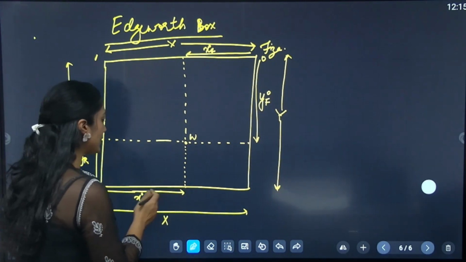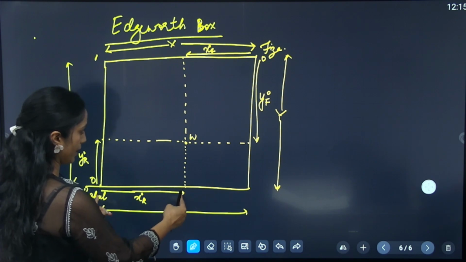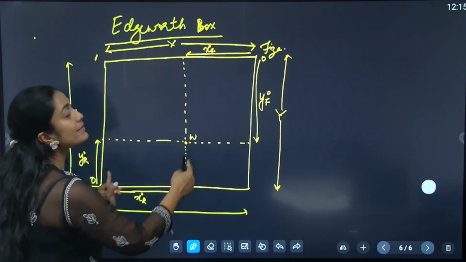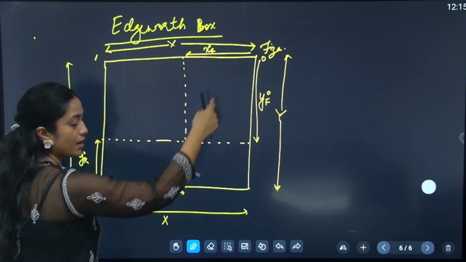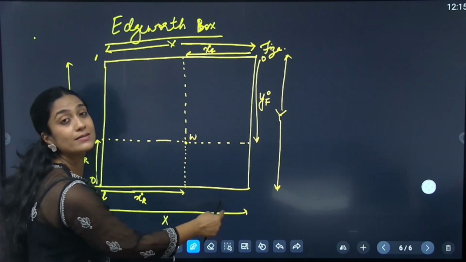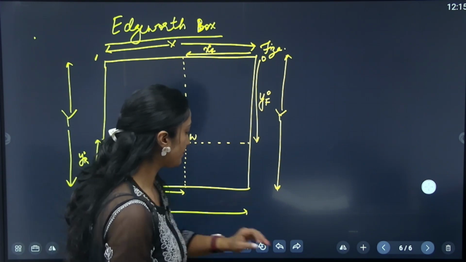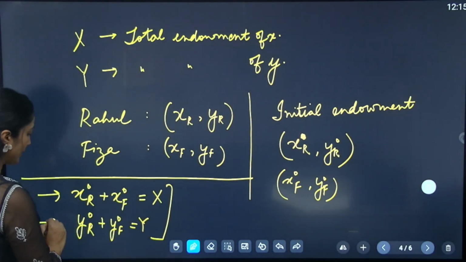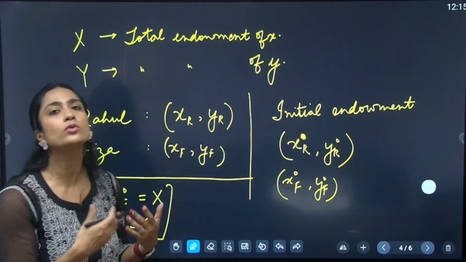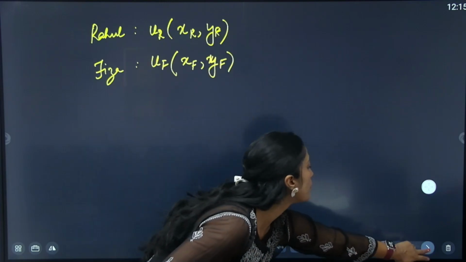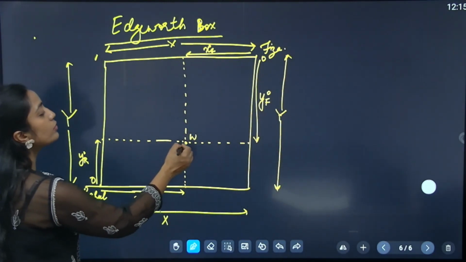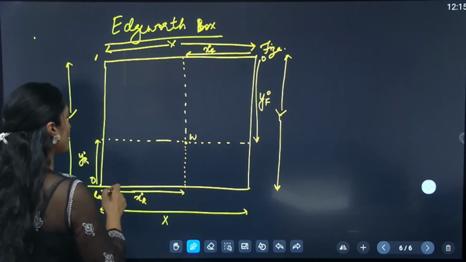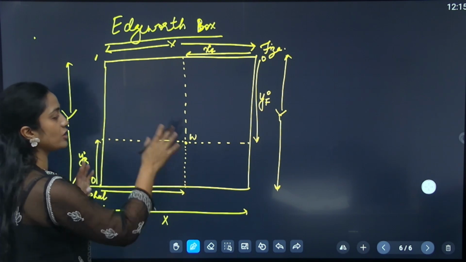And why is this possible? Because we know that this length plus this length, the initial amount of good X that Rahul has plus the initial amount of good X that Fizza has, sum up to the total amount of good X that is available. That is something we have already established over here. Because these are the only two people in the economy, the total that they have is obviously equal to the total that is available. And using this very thing, the Edgeworth box is able to map both these bundles by a single point on the Edgeworth box. All right. So I hope that the reading of the Edgeworth box is clear.